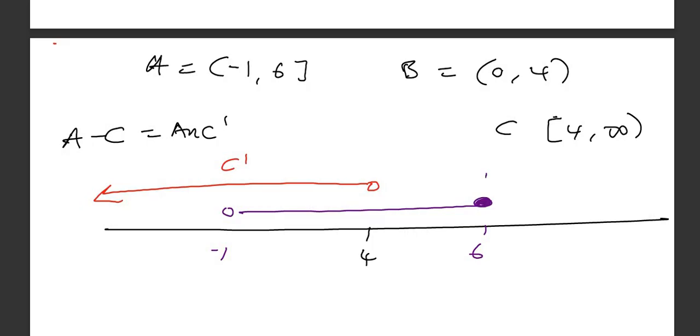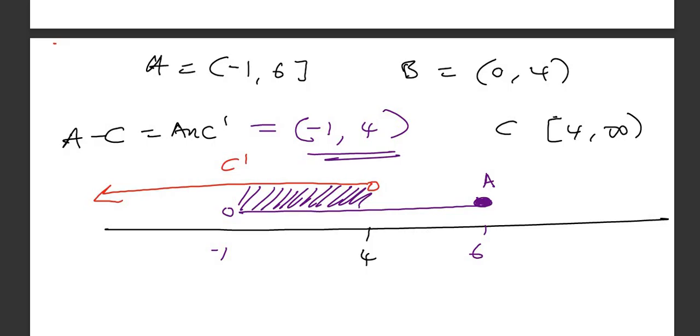That's our A. We're looking for the intersection between these two, the part where these two overlap. So the answer is just going to be from negative 1. The boundary here is open, so follow the boundary, negative 1 is open. The boundary here is open as well. So this here will be A minus C, which is A intersection C complement. Is this okay?